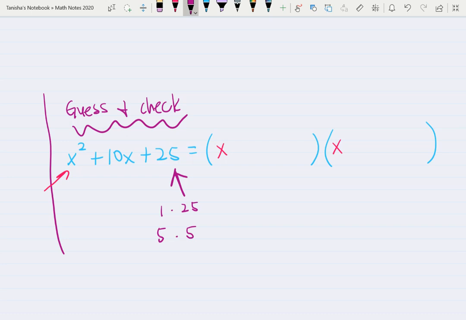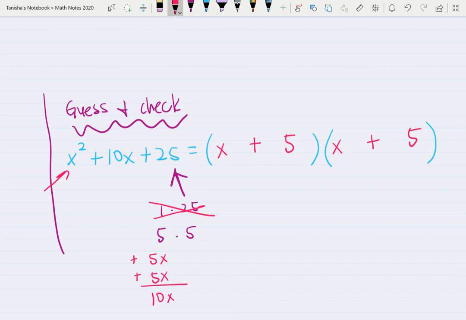Okay, and now we have to look at the combinations that will add together to give us a 10x. Well, as we said before, looking logically, no combination of 1 and 25, whether or not they're both positive or both negative, is going to get us anywhere close to 10. So that's gone. But if we have a 5x plus another 5x, that's going to add to a 10x. So that means that there's going to be a 5 as the last term of each of our expressions. And because they were both positive 5x's to give us a 10x, then we're going to put a plus in between.